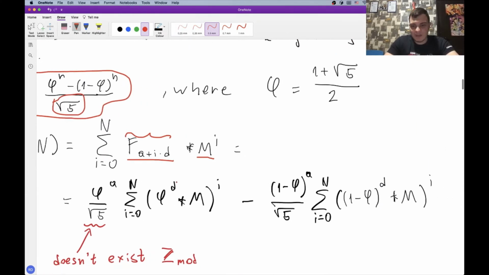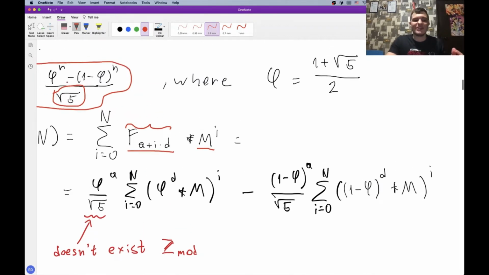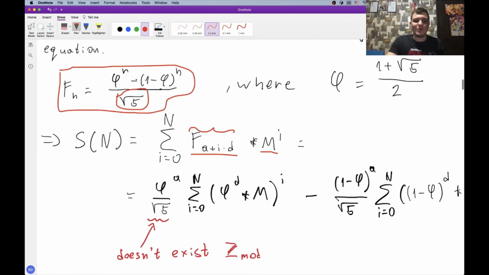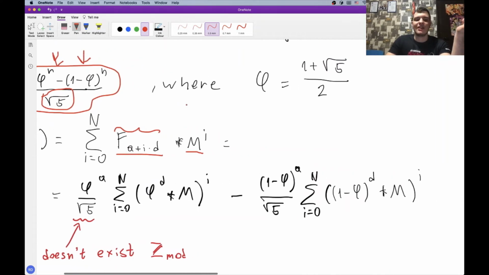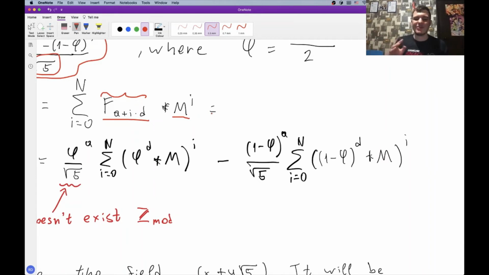I have skipped the deriving here, but it's just like opening the brackets. Not even opening the brackets, we just split f of n into two parts. The first part is the one with phi, and the second part is the one with 1 minus phi. And we'll get the following sum, which is symmetrical in a way between the two sides.